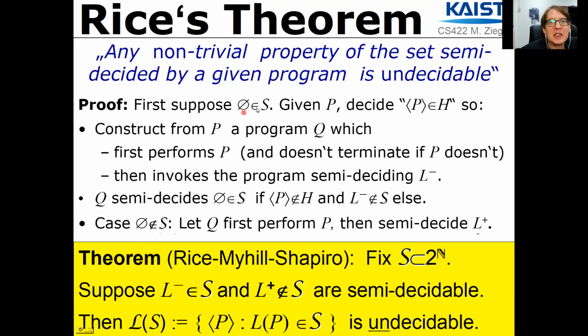So in both cases, if the empty set belongs to S, and if the empty set does not belong to S, one arrives at a contradiction, at a reduction for solving the halting problem. So this concludes our discussion of the famous Rice-Myhill-Shapiro theorem.